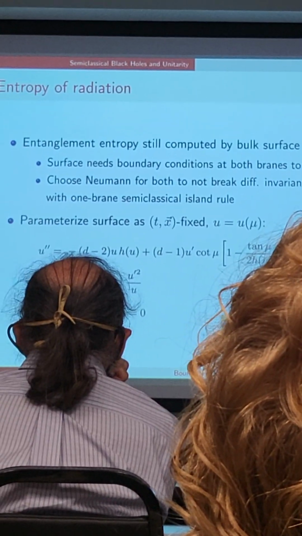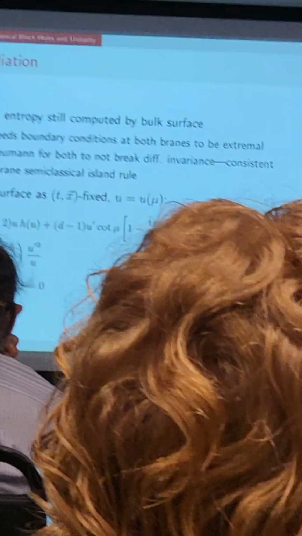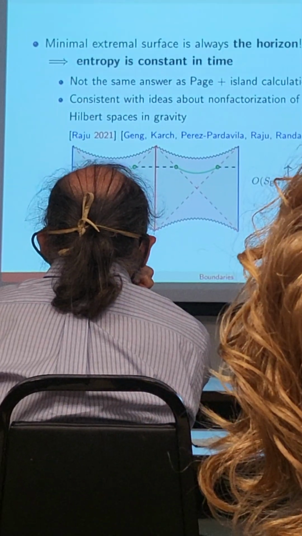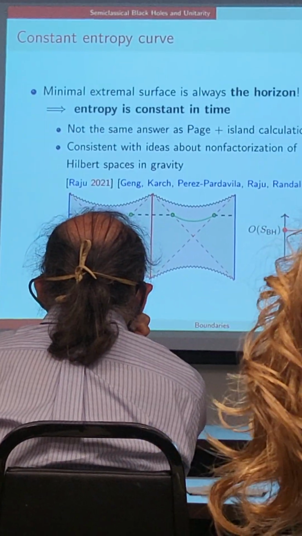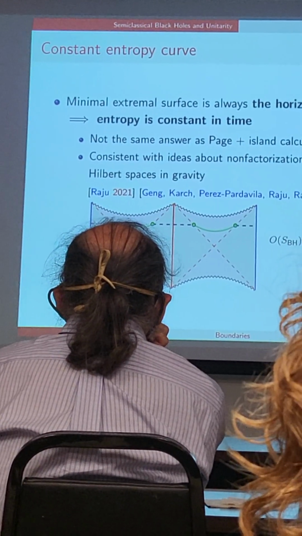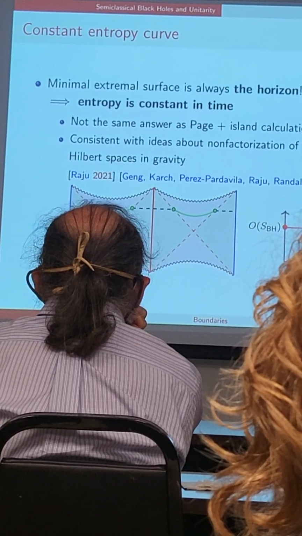Mu equals theta 1 and mu equals pi minus theta 2. So the minimal extremal surface you get when you do that is always the horizon. And there's literally no other surface that satisfies those equations simultaneously. And that's true for all time, so you conclude the entropy is constant in time.